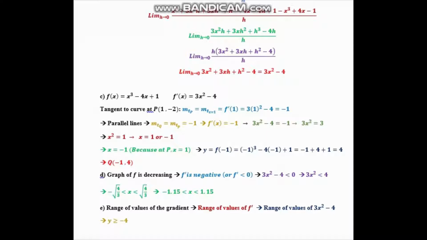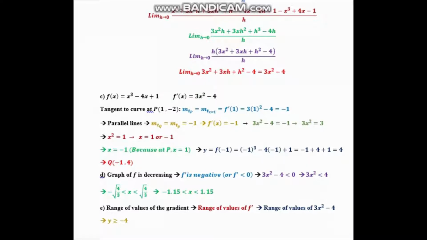So the tangent to the curve at P has a slope which we shall call m tangent at P, and this is the same as the slope of the tangent at the point where x equals 1, because at P x equals 1. So we want to evaluate f dash of 1 because we know that f dash of x is the equation of the slope. So if we insert 1 into this equation, we shall get the slope at x equals 1.